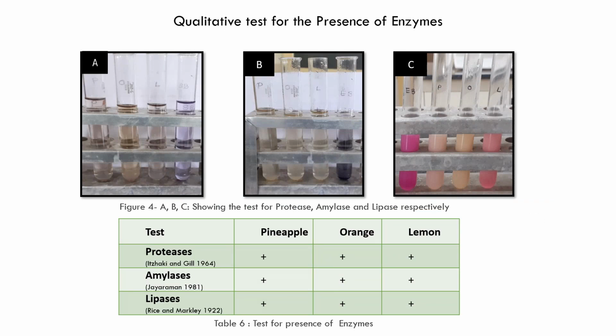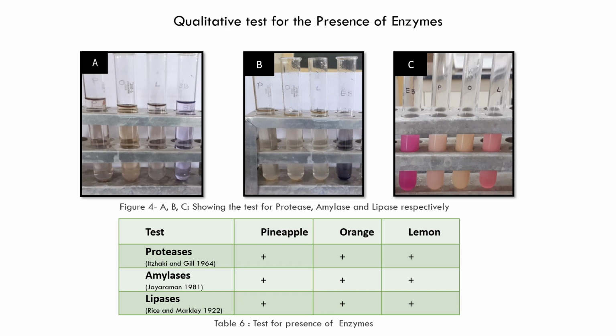The qualitative test for presence of enzymes. Here, the presence of enzymes was checked indirectly by checking for the presence of its substrate. In the protease test, the biuret was used as an indicator checking for the presence of protein, and BSA was used as a substrate. In the enzyme blank, you can see the biuret has turned the protein into purple color. In the samples that were treated with pineapple, orange and lemon enzyme, you can see that there is no purple coloration, indicating the presence of protease that has broken down the protein.